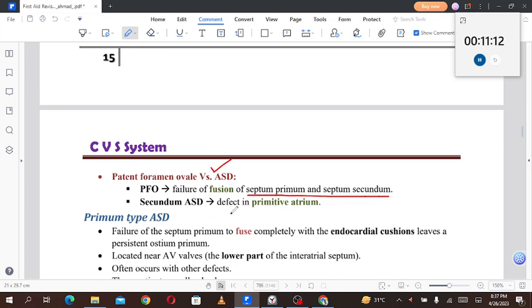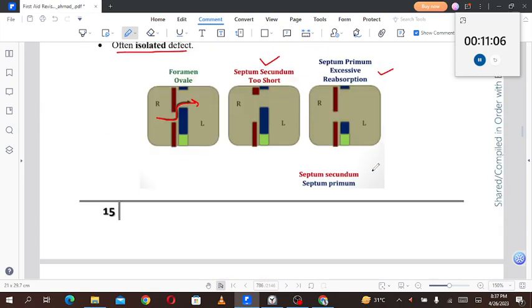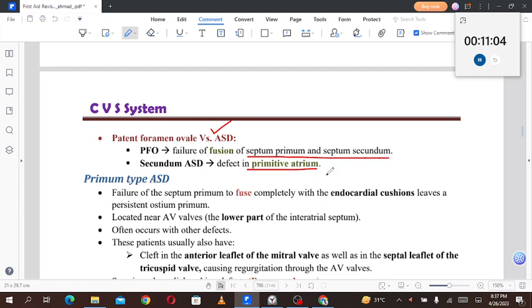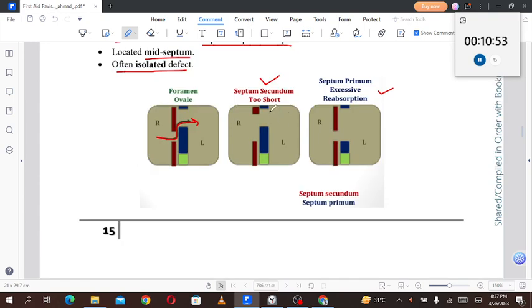Secundum type ASD is a defect in the primitive atrium. Okay, what is primum type ASD? Failure of septum primum to fuse completely with the endocardial cushion leaves a persistent ostium. So now the problem is that this septum primum, which is fusing with the endocardial cushion over here, is not fusing completely.